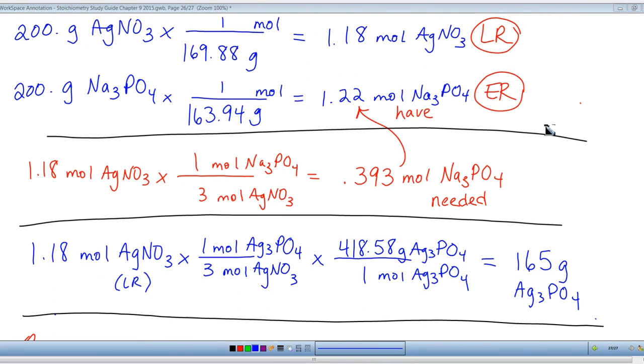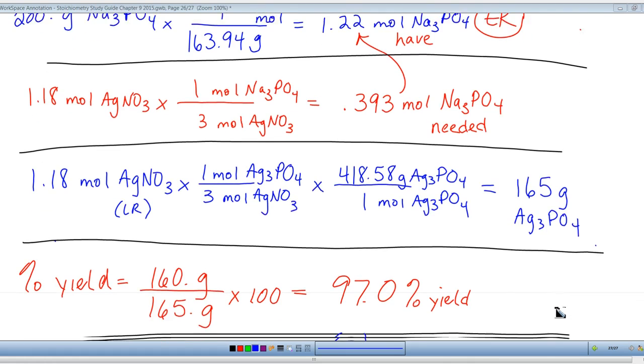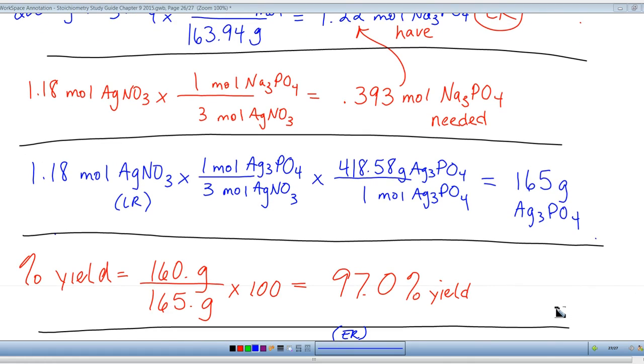All right, so here's my theoretical yield. I start with the amount of limiting reactant that I have. You might as well use it in moles since it's already in moles. Then we can use the ratio in the balanced equation to go from silver nitrate to the product, silver phosphate, and then moles to grams. Boom, there she is. This guy right here is my theoretical yield, this 165. Which then I can use to figure out my percent yield.